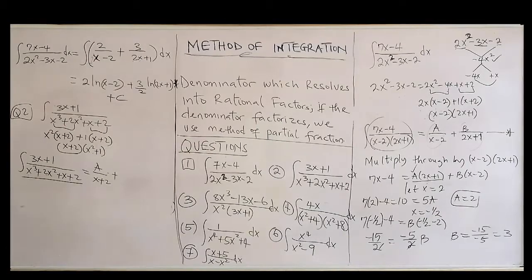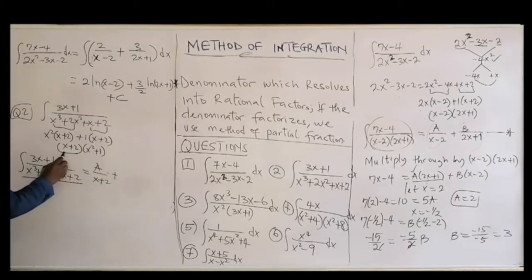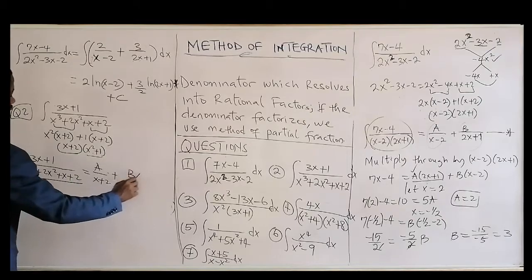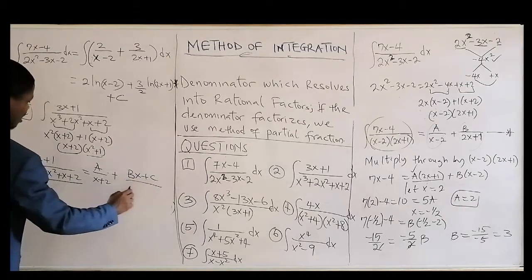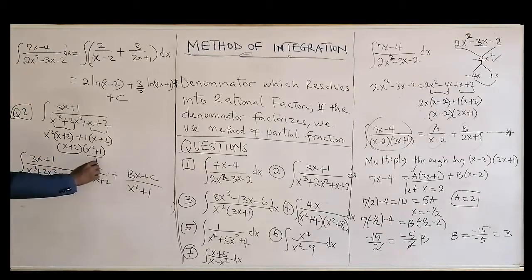If we check what we got, one is a linear factor. The other one is not a linear factor, it's a quadratic expression. So in that case, it's going to be a over the linear, then plus, this is quadratic, that will be bx plus c all over x squared plus 1. It's not linear, it's quadratic. Please watch my video on partial fractions. I've given all the conditions, all the cases for partial fractions. So please watch that video.